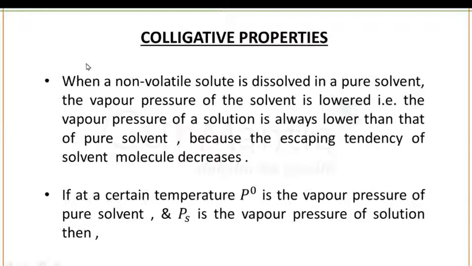Number 1 is relative lowering of vapor pressure. Okay, so what is the relative lowering of vapor pressure? When a non-volatile solute is dissolved in a pure solvent, then the vapor pressure of that solvent is lowered, that is, the vapor pressure of the solution is always lower than that of the pure solvent. Okay.